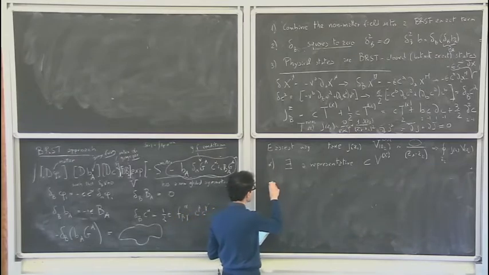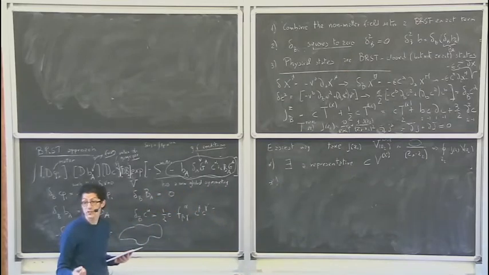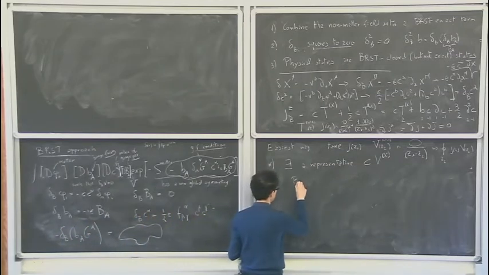And the second thing is that this set of states, the states that are in the BRST cohomology, actually satisfy what we were asking for at the beginning. So they have positive norm.